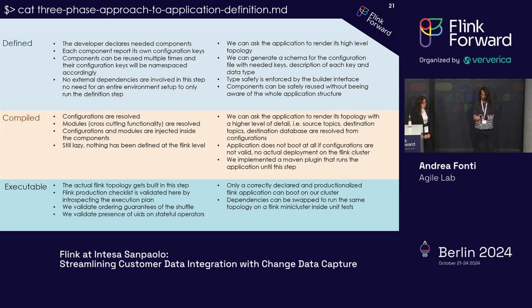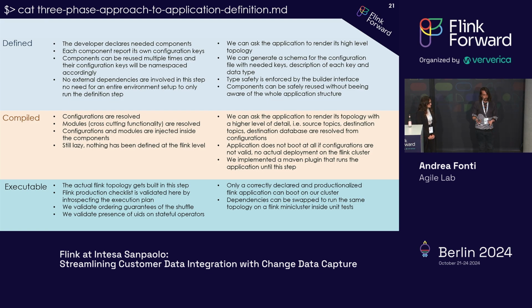So we can ask the application, can you render your high-level topology? We are not talking about a Flink execution plan. We are talking about a business-related topology. We are reading from this source, applying this kind of logic, and then writing to this destination, in business terms. We can ask the application, can you tell us which configuration is needed and which is the configuration schema? The type safety is enforced, and the components can be safely reused.